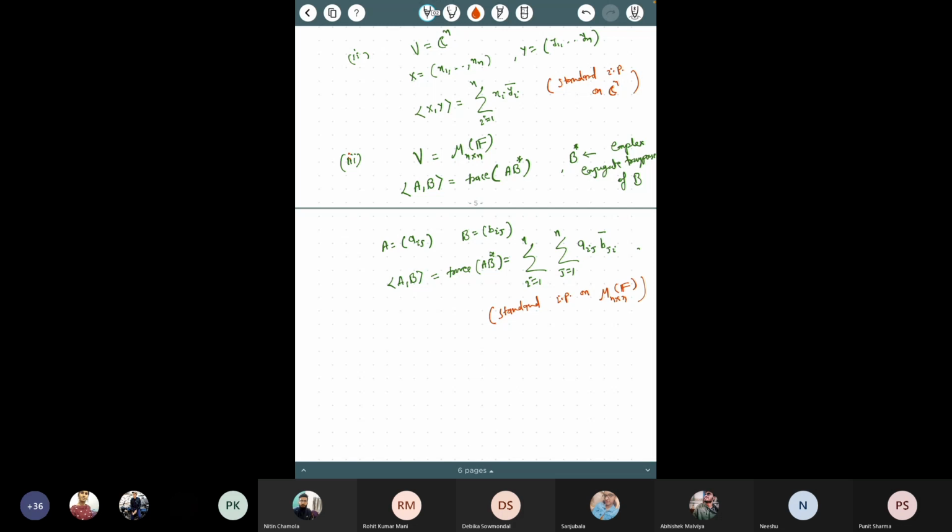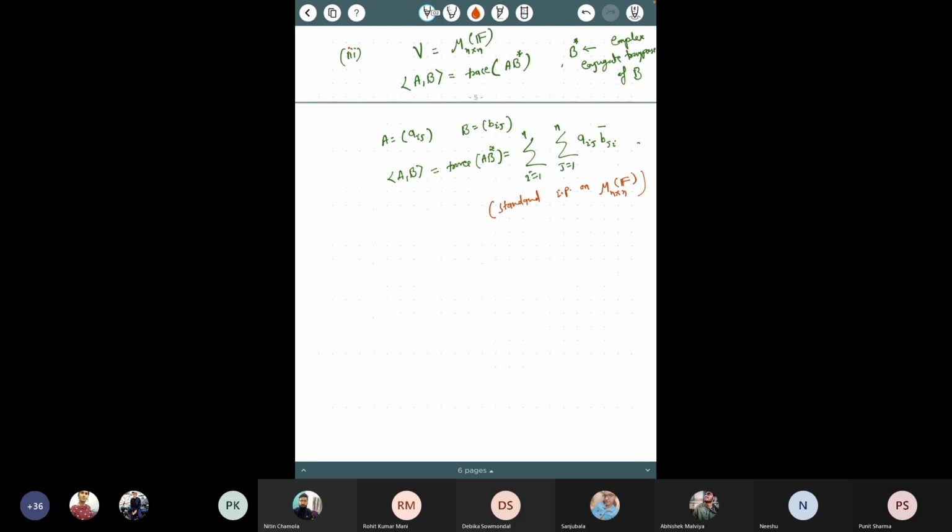All right, so you have to verify for all these examples whether they actually define an inner product on the given space. This will also make you comfortable checking whether a given function is an inner product or not. So you just verify this. Let me give you a few more examples.